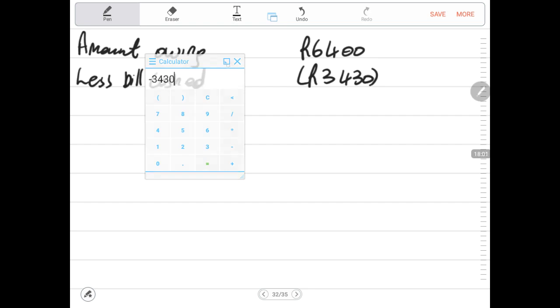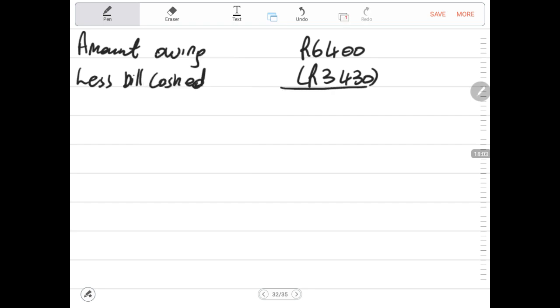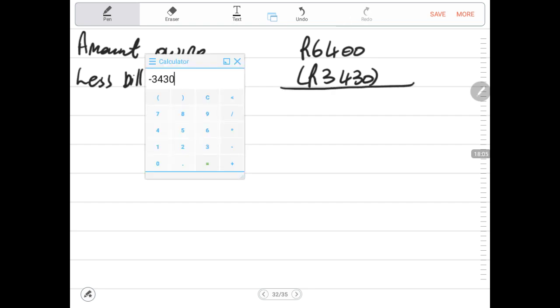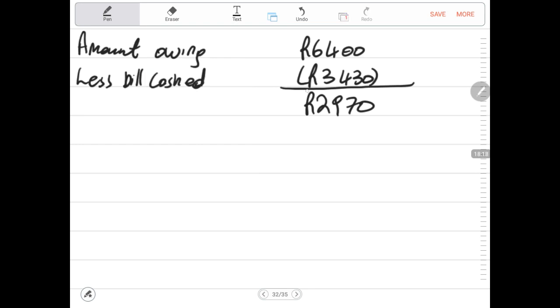Yes, 3,430. After he discounted this bill, he still owes some cash extra, plus 6,400, and we discover that this gentleman still owes 2,970. So now the question is, how much or how is he going to pay the remainder of this amount? And they clearly told us how he is going to. Now let us first acknowledge that this is the balance that is still owing.